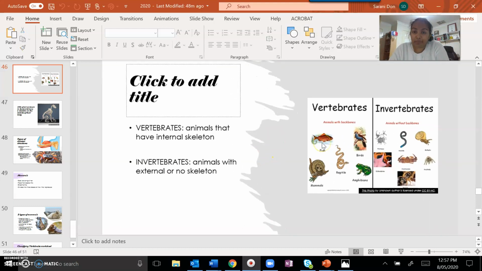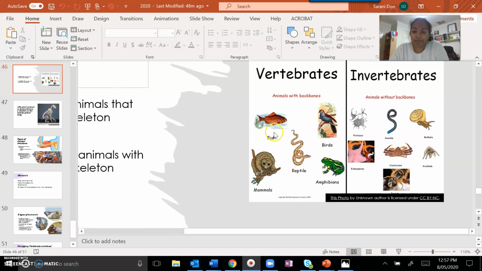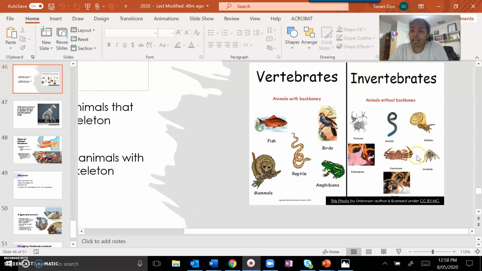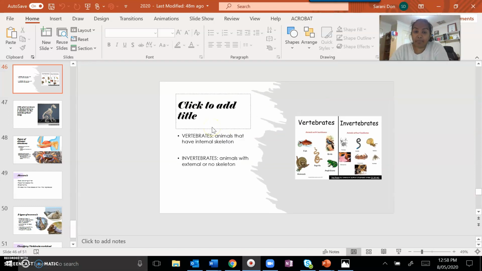If we look at this image here, we've got fish, birds, reptiles, mammals, and amphibians. They are vertebrates because they have backbones. Invertebrates, for example, include the snail, which has no bones at all, crabs, because they have an exoskeleton, and obviously some spiders. These animals are invertebrates. It's very important you know the difference between the two. Please pause the video and copy these definitions down, that would be excellent.